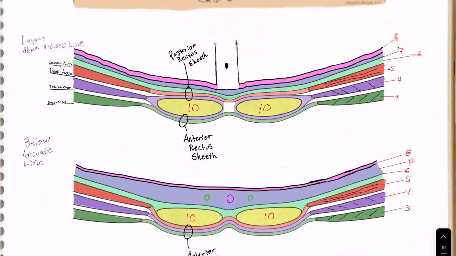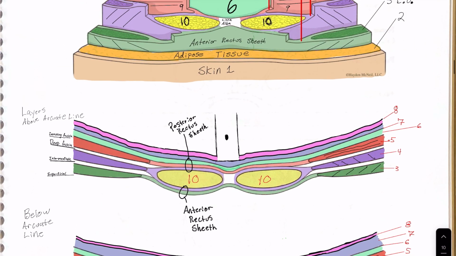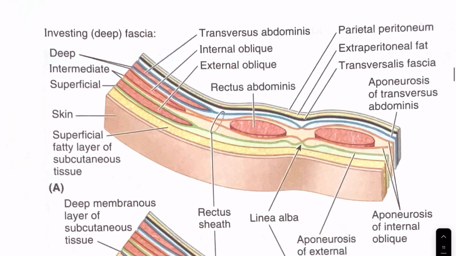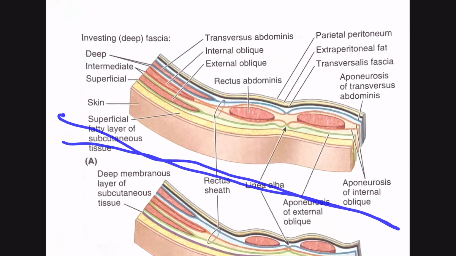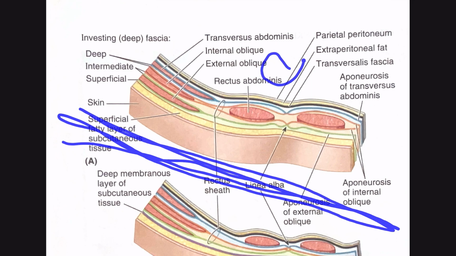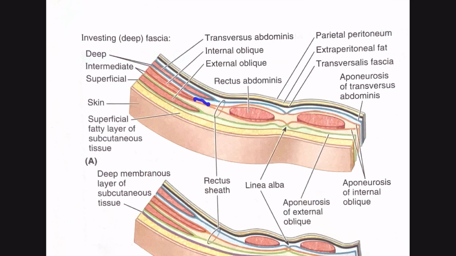Just thinking, we've got everything covered here. This comes from the textbook to help you see it. So this is above the arcuate line, below the arcuate line. Again, we see this rectus sheath and how it wraps your abs right here with the linea alba right there. Here are your fascia layers, and they're sitting in between each muscle.